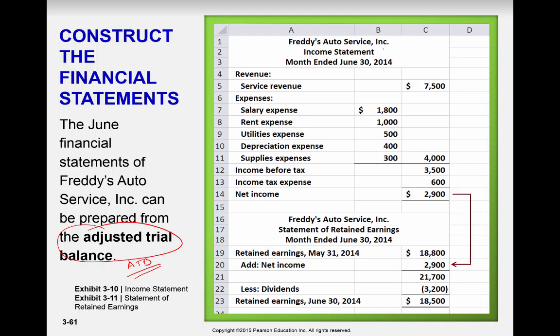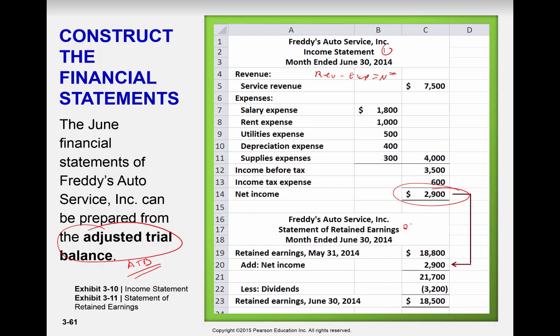And also recall that we produce our income statement first, and you see our revenues, and this basically has revenues minus expenses to get to our net income. And as you see, our net income is $2,900. We took our service revenues, all of our expenses, we subtracted our taxes to get our net income.